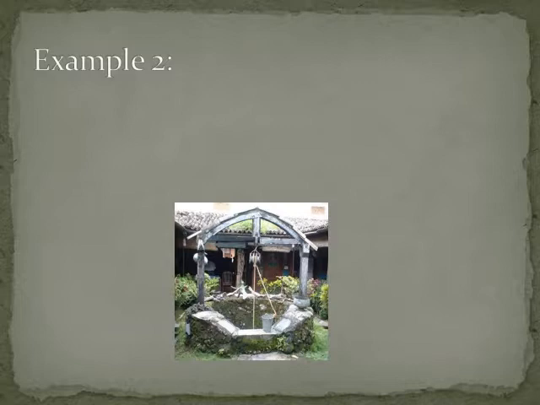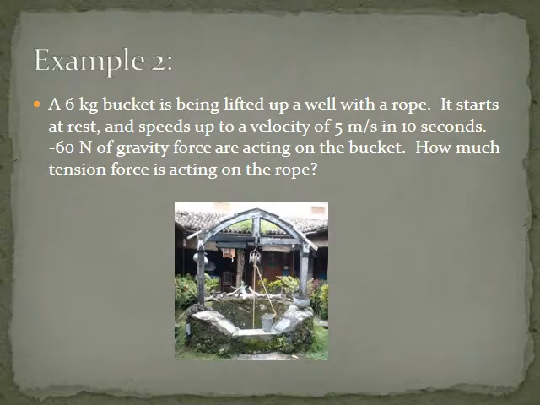Another example problem. A 6-kilogram bucket is being lifted up a well with a rope. It starts at rest and speeds up to a velocity of 5 meters per second in 10 seconds. Negative 60 newtons of gravity force are acting on the bucket. How much tension force is acting on the rope?